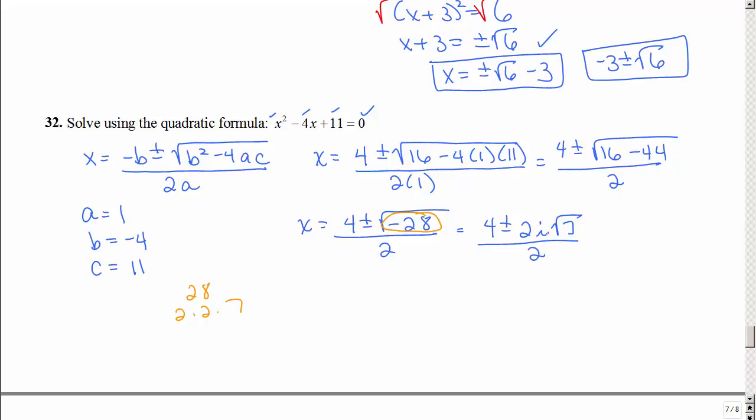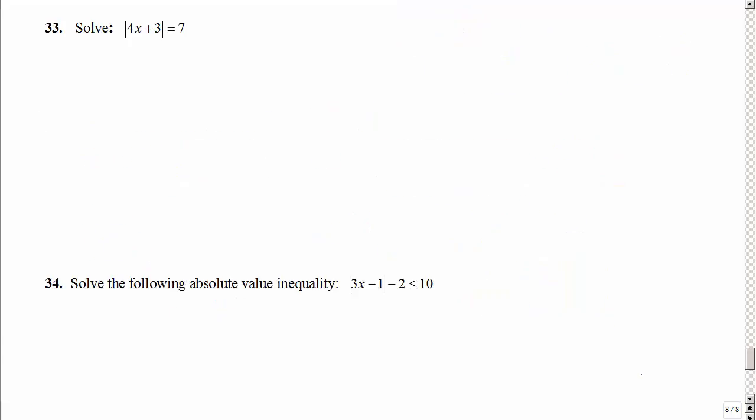Either way is okay. Now, and only now, can you reduce, since all three of those are divisible by 2. So dividing by 2, this is what I have left. 2 plus or minus 1i times the square root of 7 over 1. That's it.